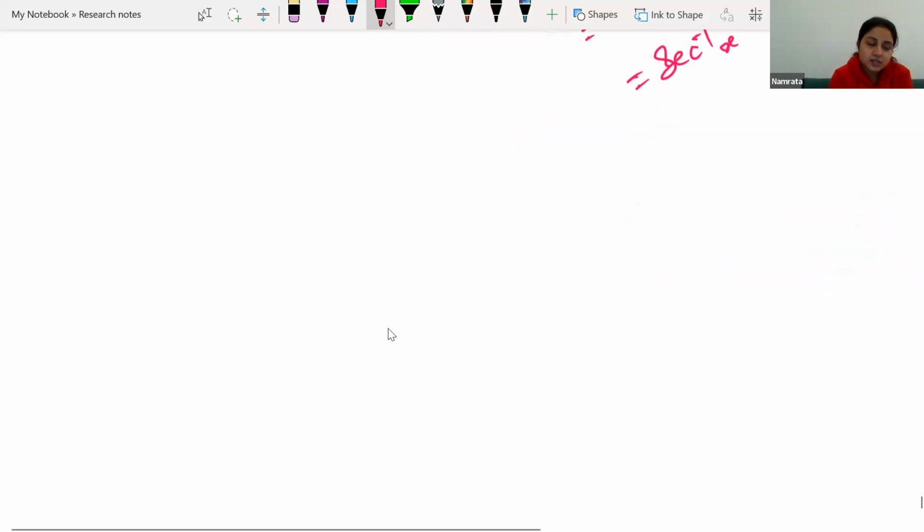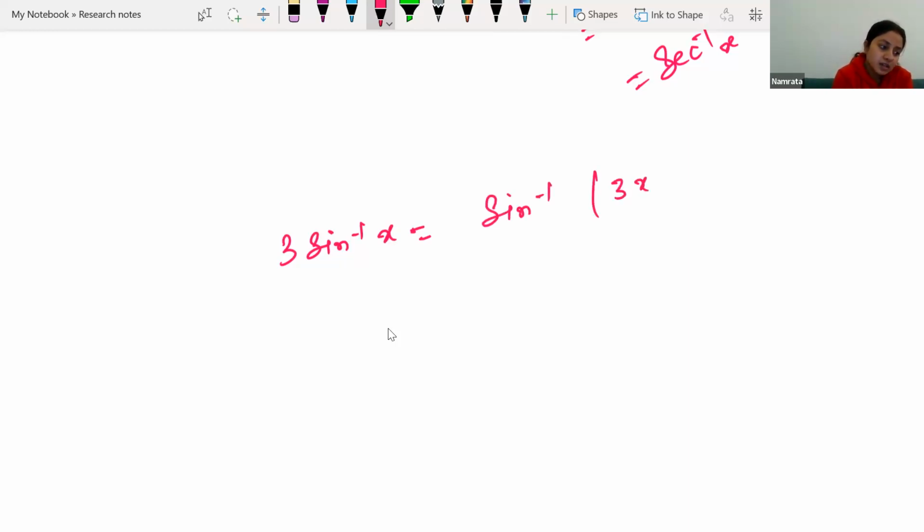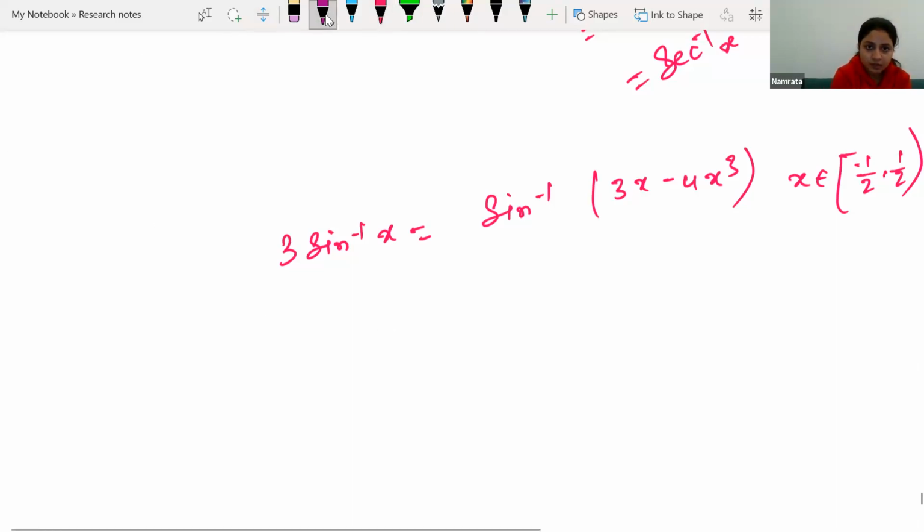Now the next one is very simple. Prove that 3 sine inverse x is equal to sine inverse of 3x minus 4x cube, where x belongs to minus 1 by 2 to 1 by 2. What to do over here?